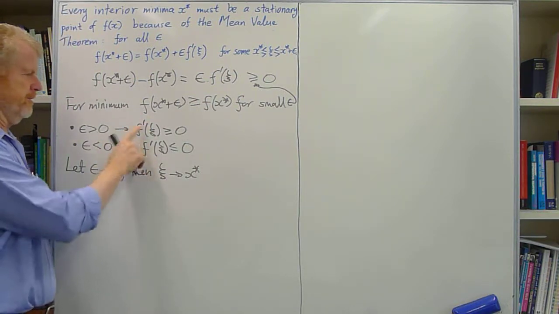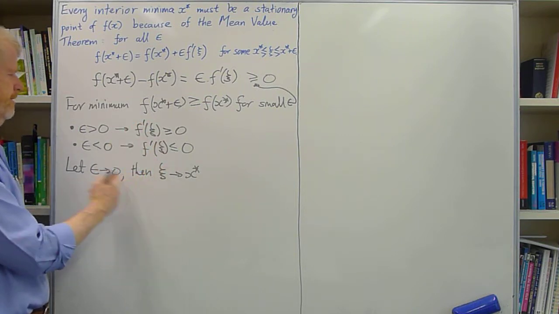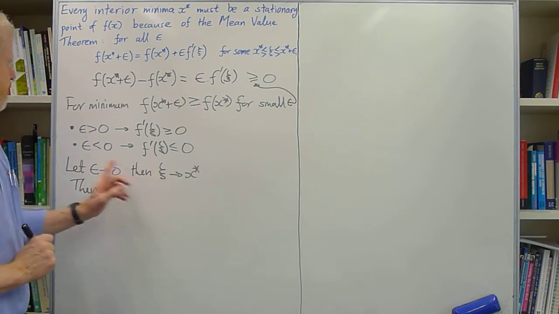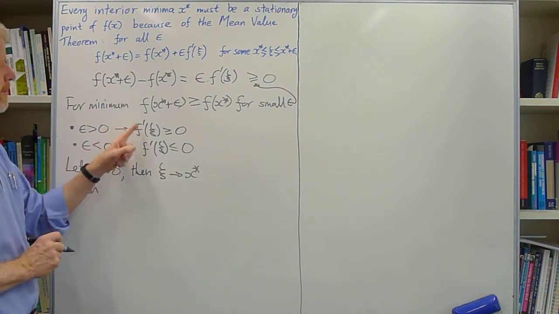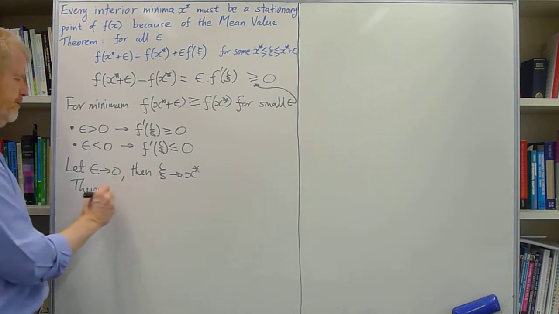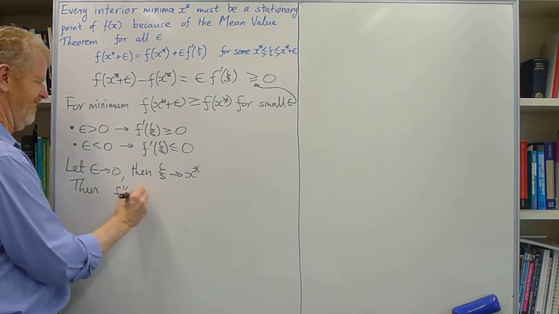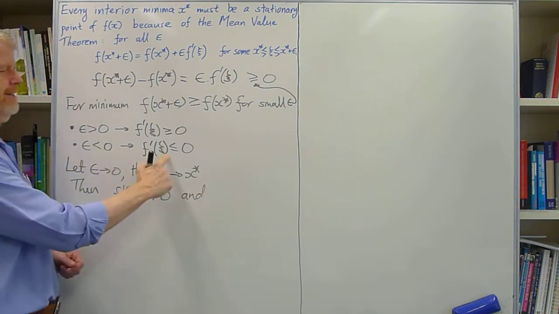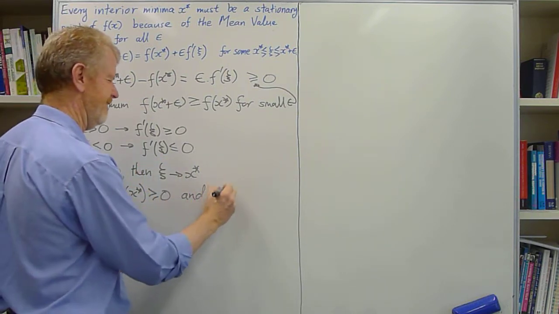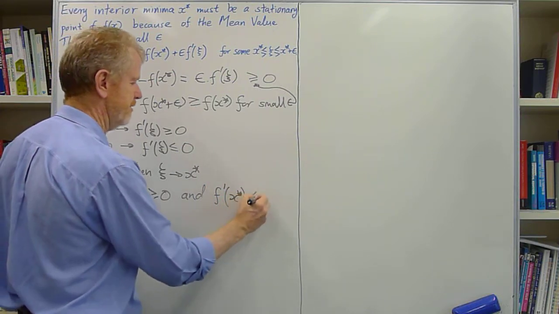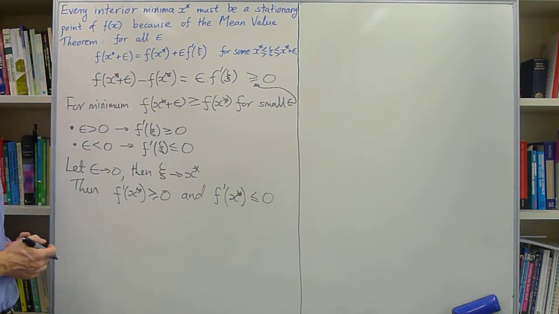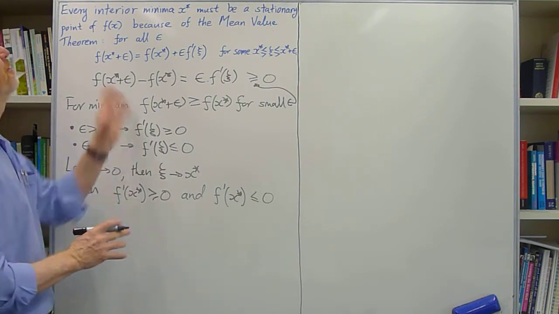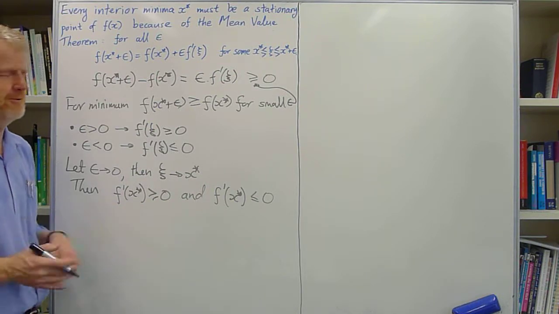So then these two results tell us that as epsilon tends to 0, f dashed of x star is bigger than or equal to 0. And this second result tells us that f dashed of x star has to be less than or equal to 0, provided the derivative is continuous. We are dealing with smooth functions here, and so the derivative is continuous.